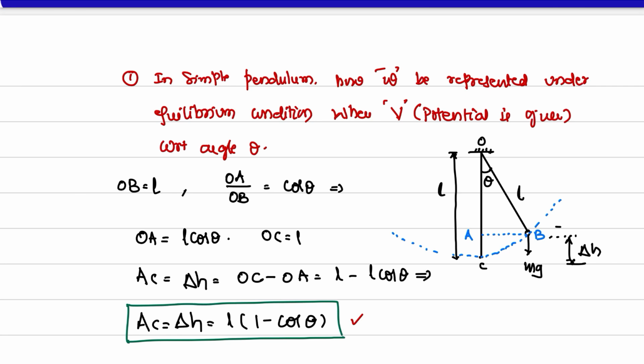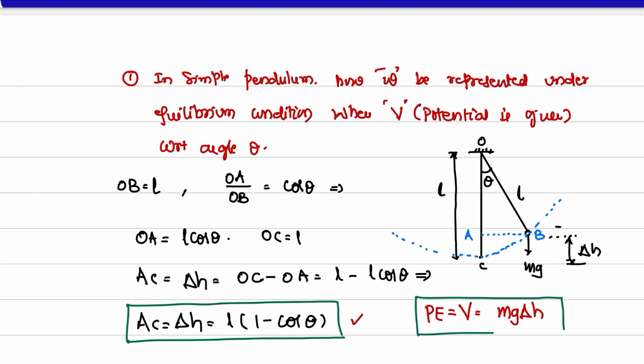The change in the vertical position of a particular object, here the object is a bob of mass M, is delta H. What is potential energy? Potential energy, usually represented in physics by V, is equal to mg into delta H. This is also a very important concept.